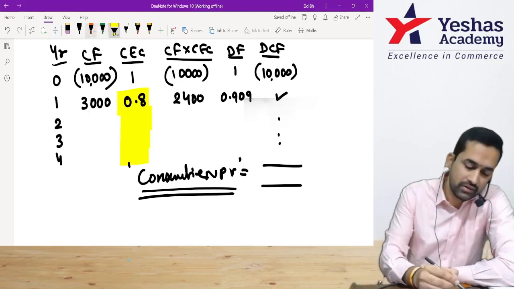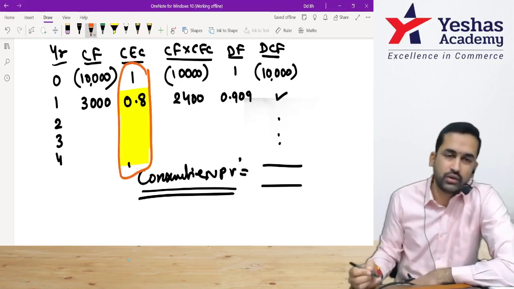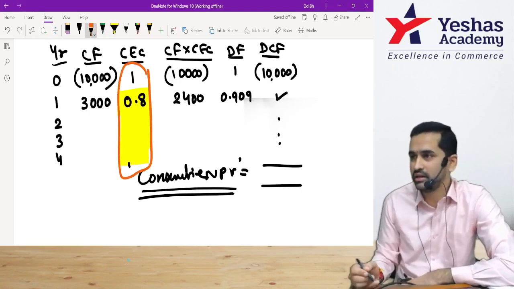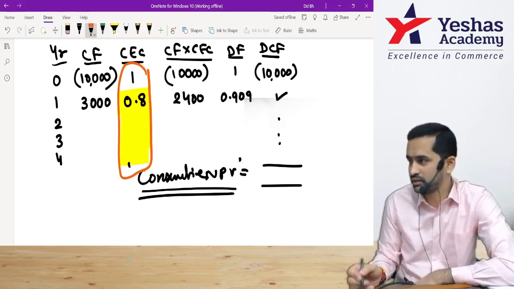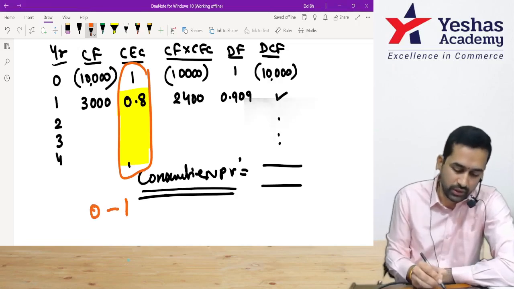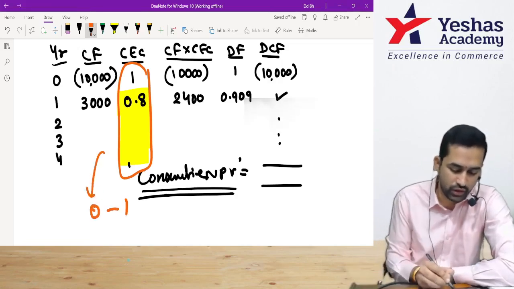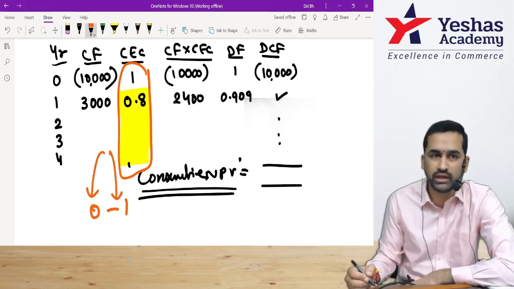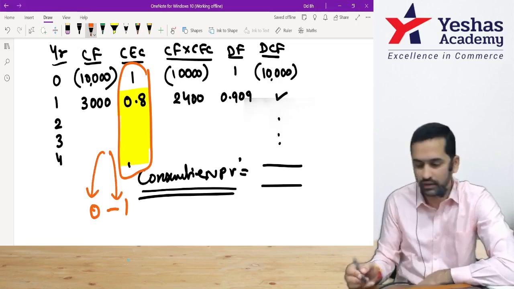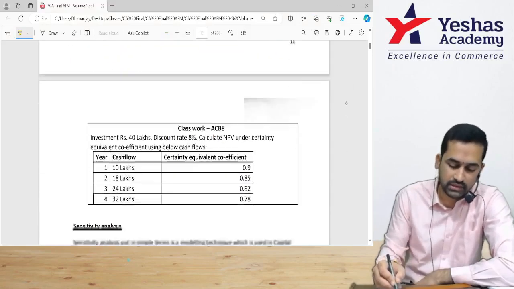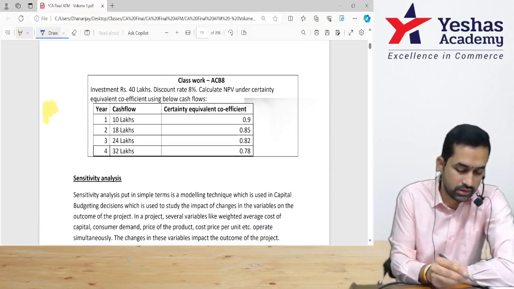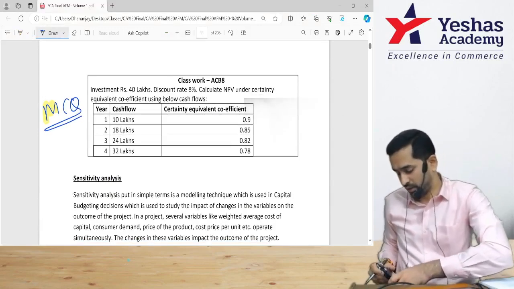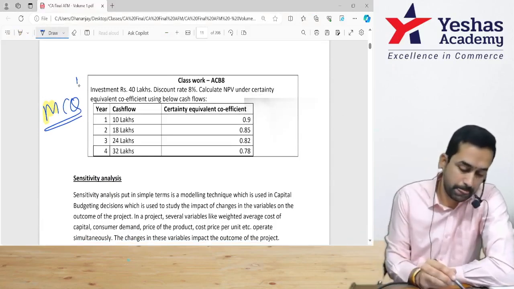Therefore, this number, as of now, understand, in the question they will provide, but in reality you will have to decide the certainty equivalent coefficient. It will be in the range of 0 to 1. 0 when you are sure it will never happen, 1 when you are sure it is going to happen, to the extent of 100%. This can also be at max a multiple choice question. Just make a note, it cannot be a 5 marks question.